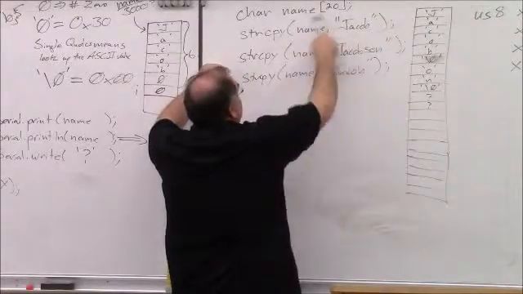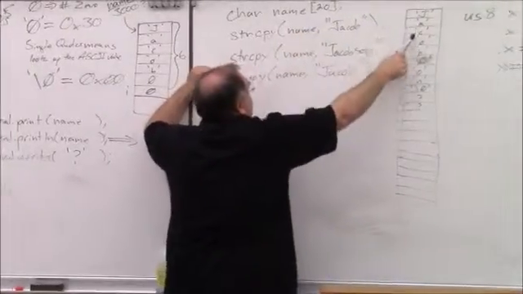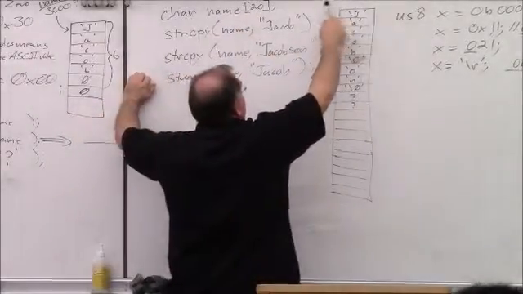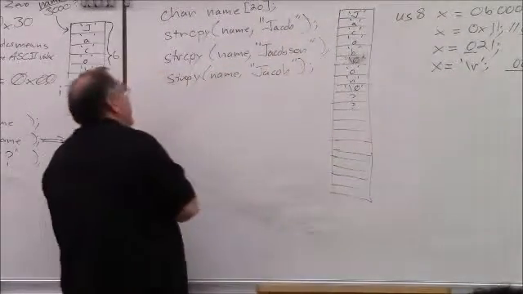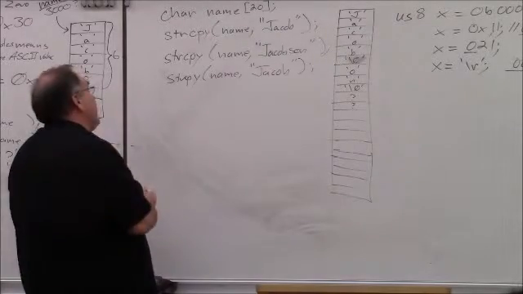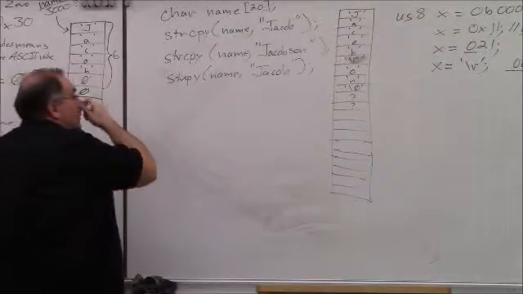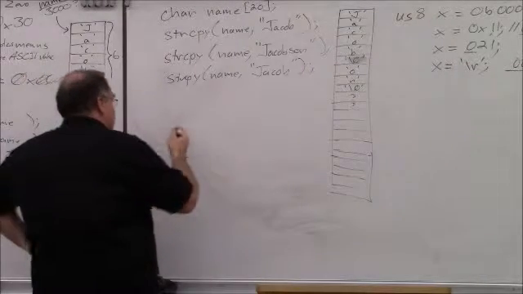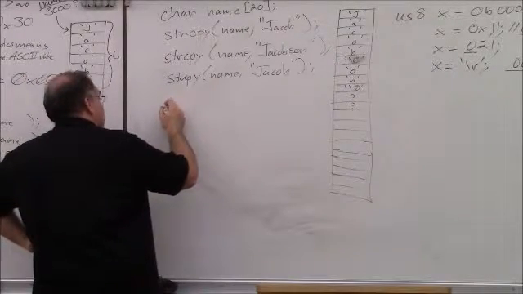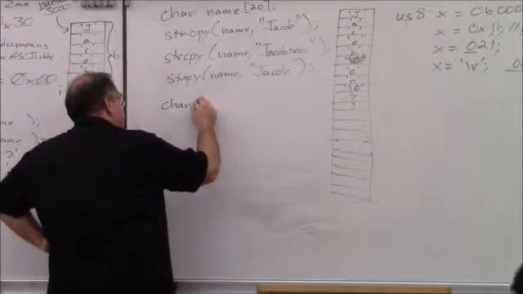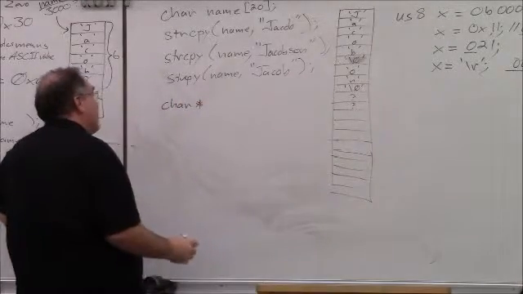With the brackets, you get an individual character. If you refer to name by itself, it refers to the address where the memory is allocated. So there's a special type of variable that will store addresses, and it's called a pointer. And the way you make a pointer is with an asterisk.